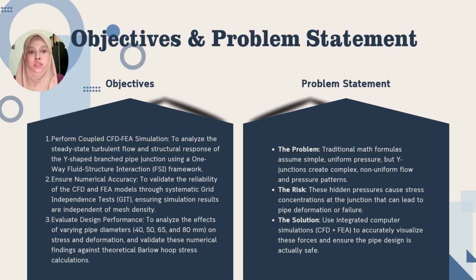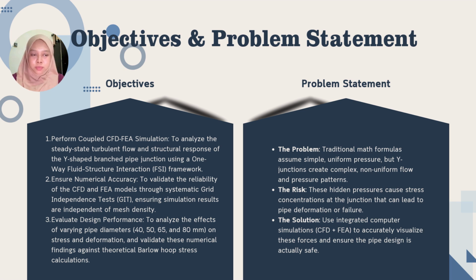The second one is to ensure numerical accuracy. It is to validate the reliability of the CFD and FEA models through systematic grid independence tests, which is GIT, for ensuring simulation results are independent of mesh density. The third one is to evaluate design performance. It is to analyze the effect of varying pipe diameter, which is 40, 50, 65 and 80 mm, on stress and deformation, and validate these numerical findings against theoretical Barlow-Hope stress calculation.